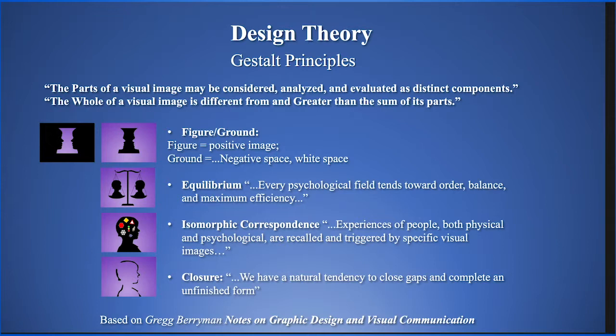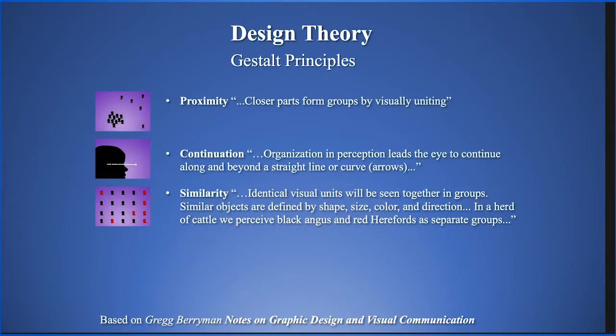And closure, we have a natural tendency to close gaps and complete an unfinished form. Proximity, closer parts form groups by visually uniting. Continuation, the organization and perception leads the eye to continue along and beyond a straight line or curve. This is why arrows work.